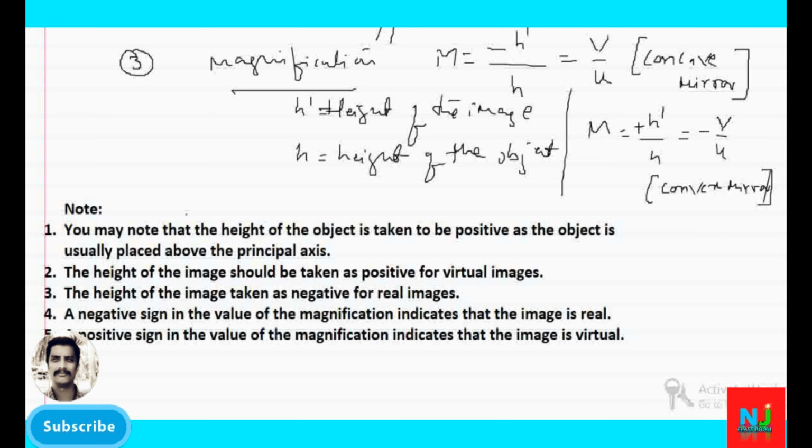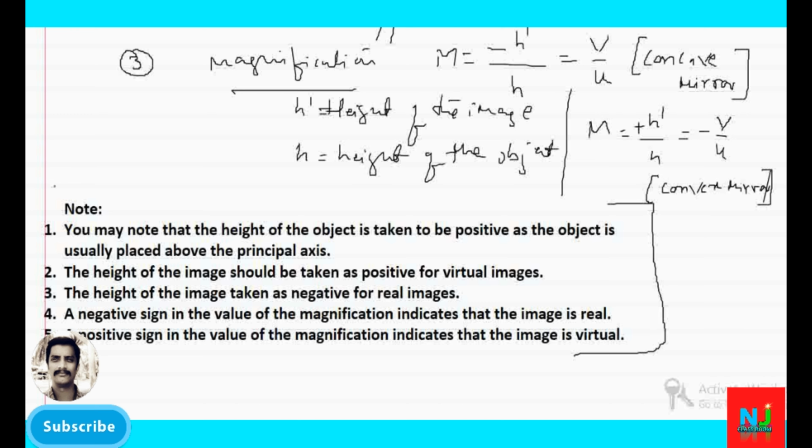So point number 4, very important. If the magnification is negative, what does it reveal? It reveals that the image is a real image. If the sign is positive in the magnification, that indicates the image is virtual. Students, please note down these important terms in order to write down the nature of the image.